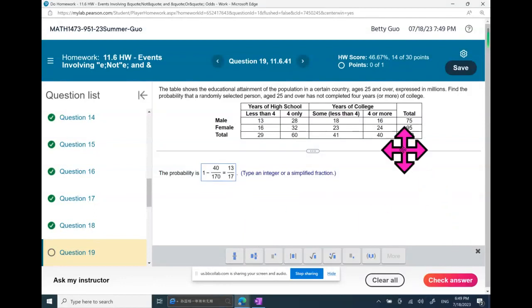Yeah, if they don't have these parentheses, I would understand it better, right? 4 year or more. This one doesn't have parentheses. Not completed the 4 year, so the opposite, the complement would be completed 4 year or more. So it's all about this column, and then use 1 minus. So 13 over 17.